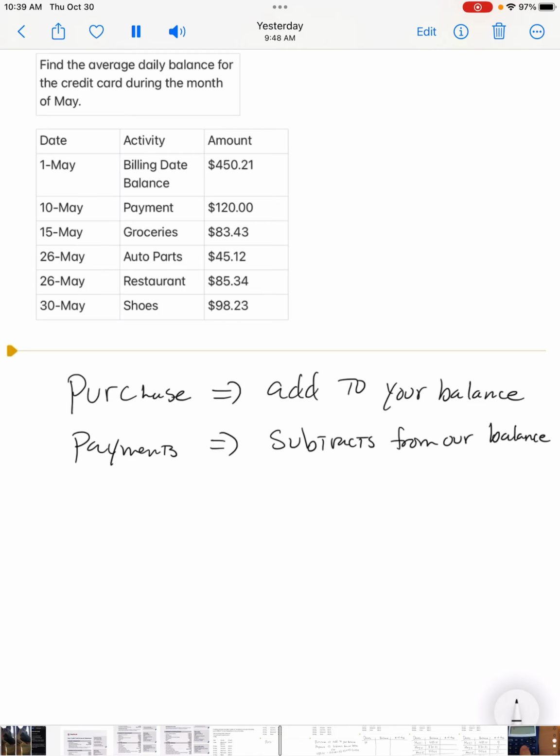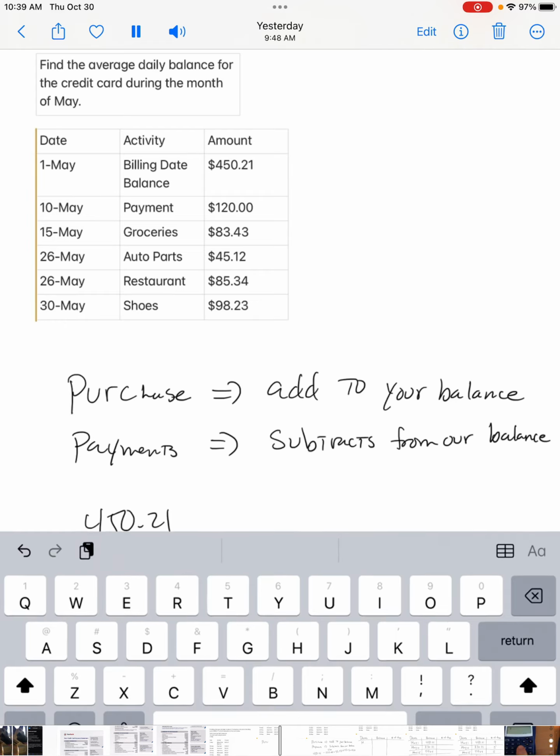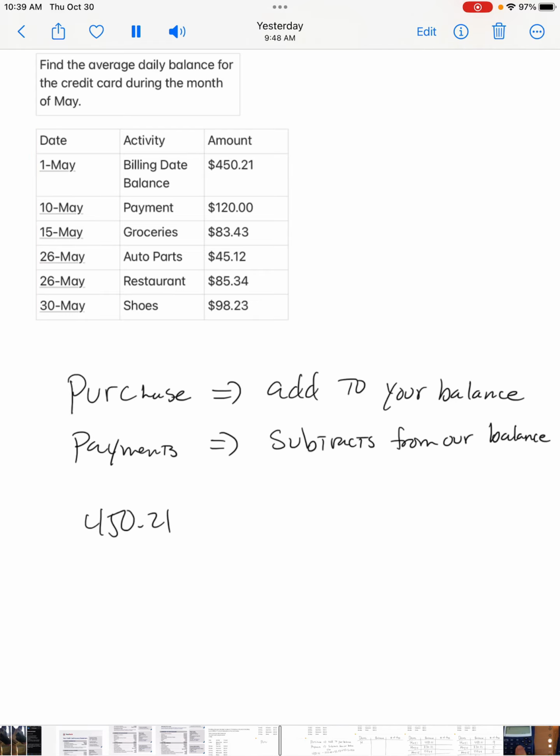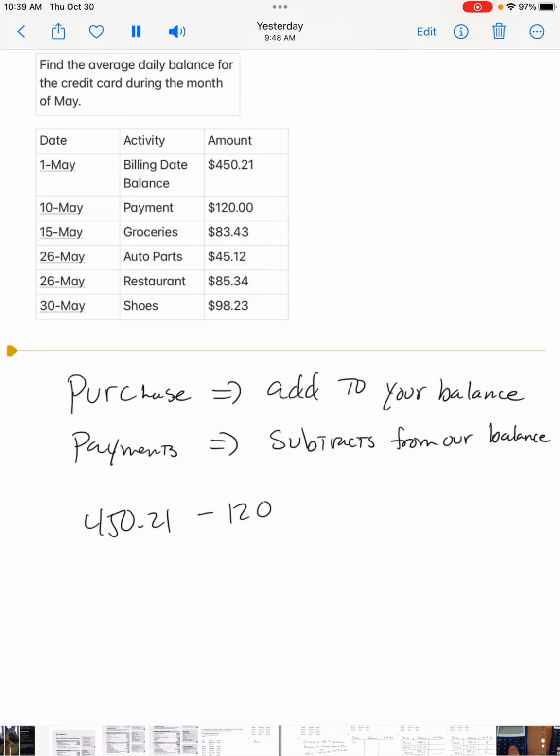So if we look at this 450.21 number, I'm looking at the box above it saying, hey, May 1st, the billing cycle starts and you owe the company $450.21. You don't do anything on that card until May 10th. And on May 10th, you make a payment. Now, your payment wasn't in full, but because you made a payment, you're going to take off $120 on May 10th.